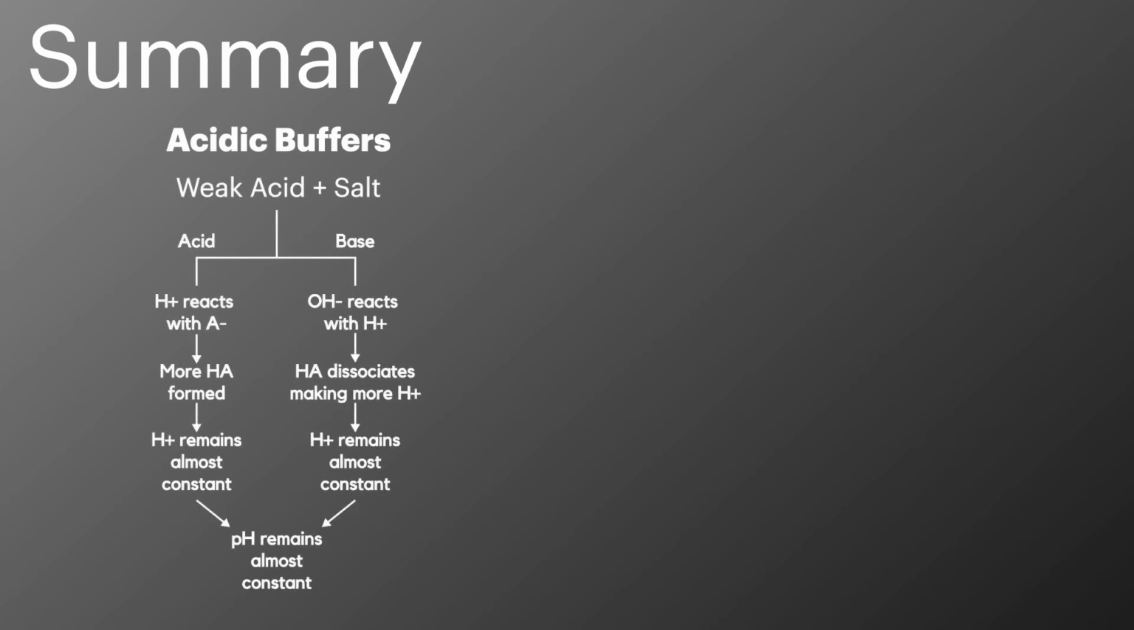So to quickly summarise, acidic buffers are made up of weak acids and their salt. When acid is added, the equilibrium shifts to reduce the concentration of hydrogen ions, forming more HA, keeping the concentration of hydrogen ions almost constant. When a base is added to this buffer, hydrogen ions are initially removed before the equilibrium shifts to oppose the change and produce more hydrogen ions by dissociating more weak acid molecules.